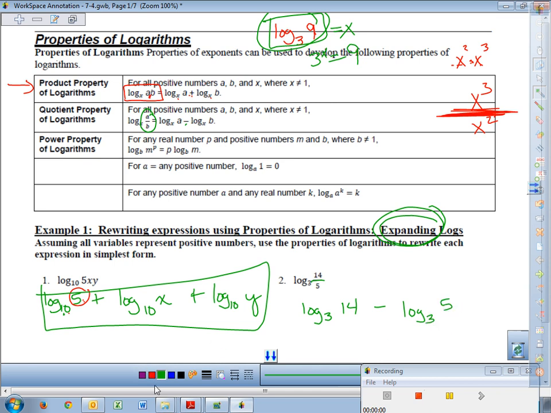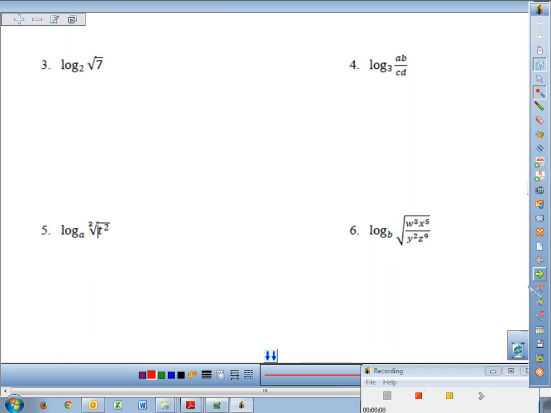Since the arguments are nothing but numbers, let's see if they can clean up a little bit. Is 14 any kind of power of 3? Does 3 to some power turn out to be 14? Nope. Does 3 to any power turn out to be 5? Nope. That's done, right? Division means subtraction, and we make it as simple as humanly possible. Division of arguments means you can subtract the logs.